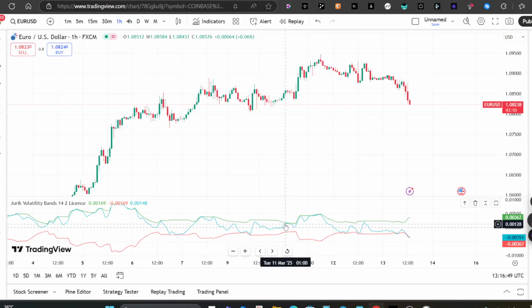So whether you are a day trader, swing trader, or scalper, this tool is a game changer when it comes to understanding price action and volatility.